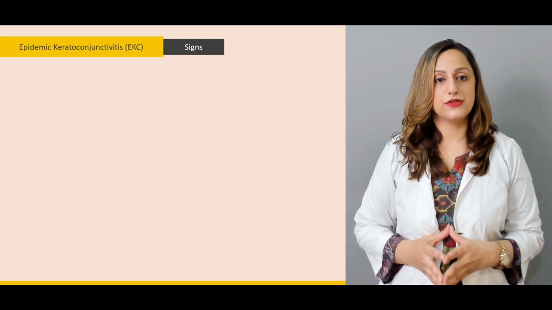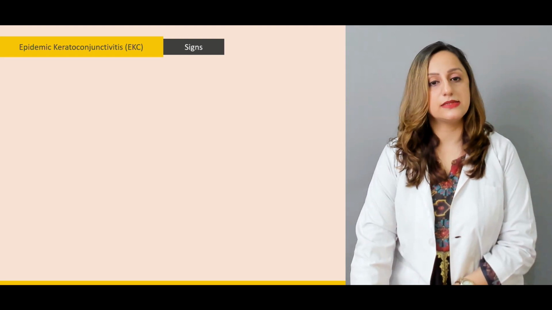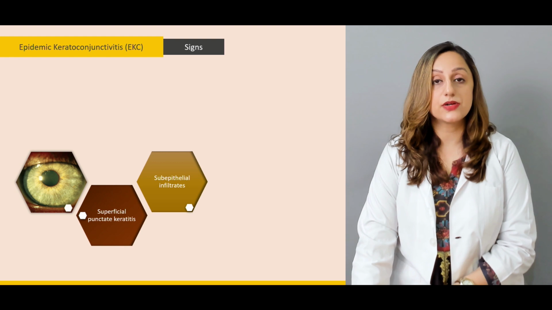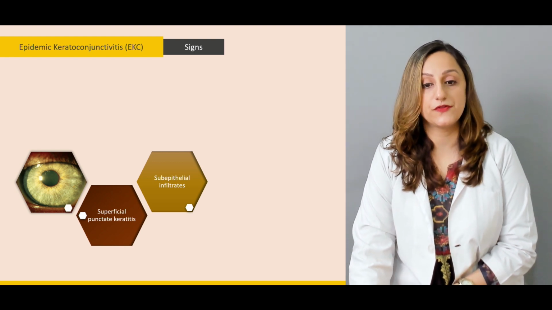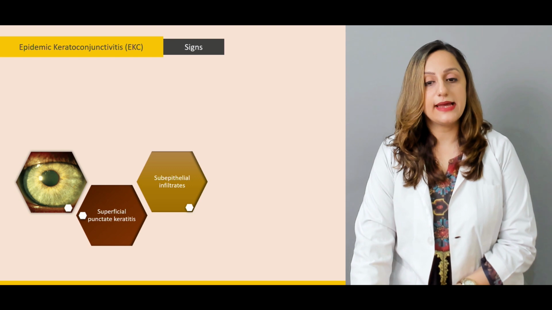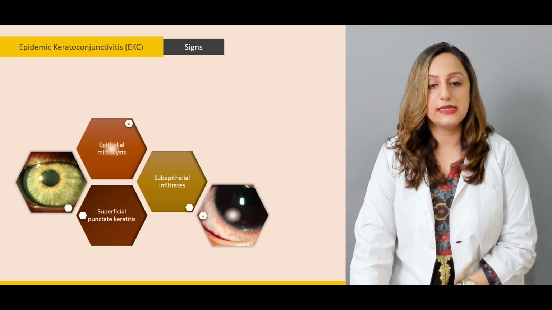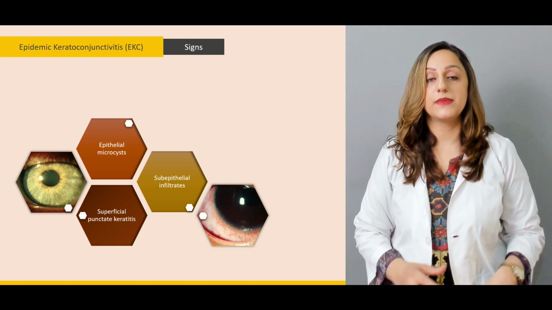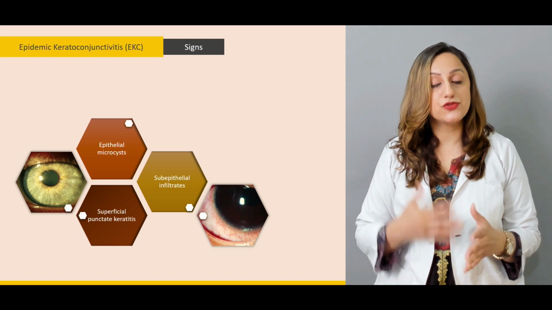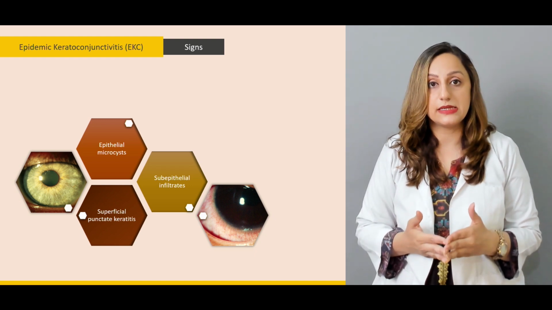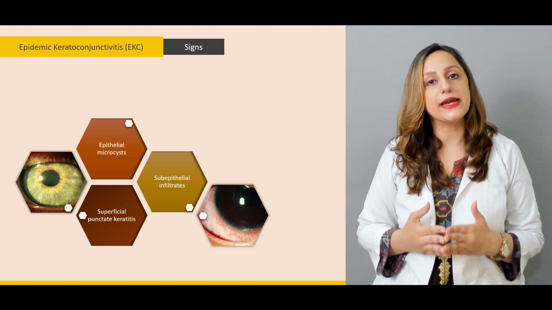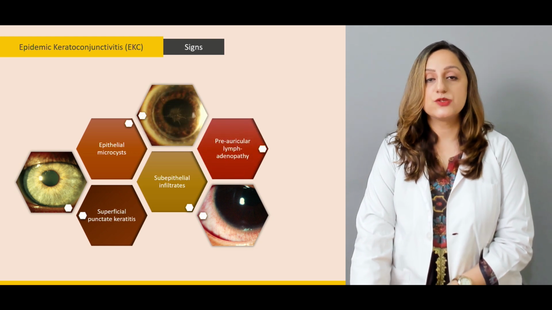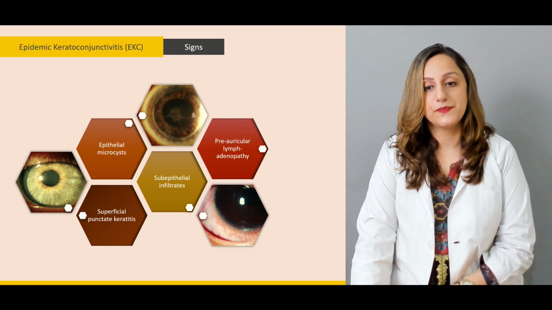Another variant is epidemic keratoconjunctivitis, where the signs would include superficial punctate keratitis. These are the variable signs that we can observe in the patient. Then the patient can have subepithelial infiltrates. Obviously, there would be inflammatory changes in the eyes, the infiltrations due to inflammatory cells that have infiltrated subepithelially, as well as epithelial microcysts that would develop at the bulbar and the palpebral part of the conjunctiva, and the cornea can be involved as well.